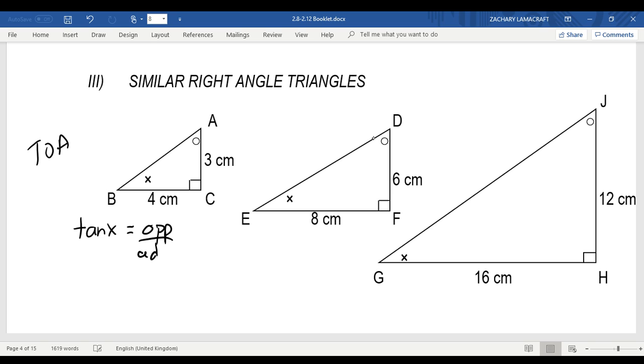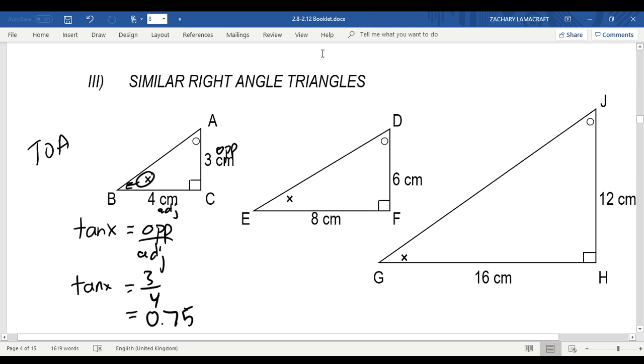over the adjacent. So in this first triangle, what side is the opposite? The x is down here. What side's the opposite? Yep, 3, this being the opposite. And which side's the adjacent? 4, exactly. So in this case, we would do tan x equals 3 divided by 4. If you did that on your calculator, you should get 0.75.